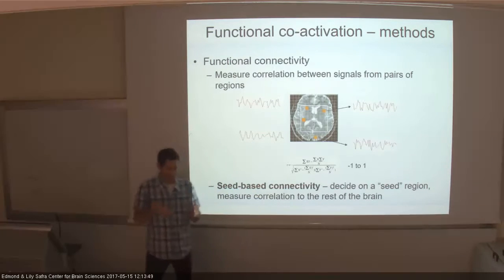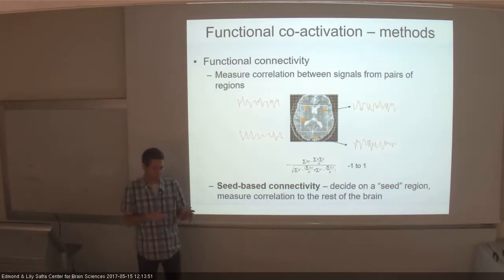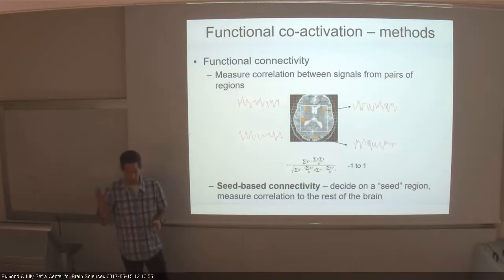So, the lag is an important issue. If I understood you correctly, you're asking about the lag, that the hemodynamic lag can be different in different regions. It depends on the task.